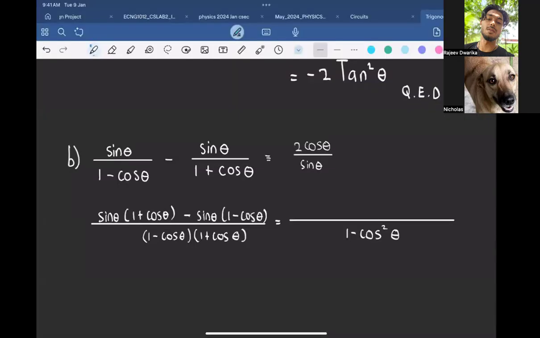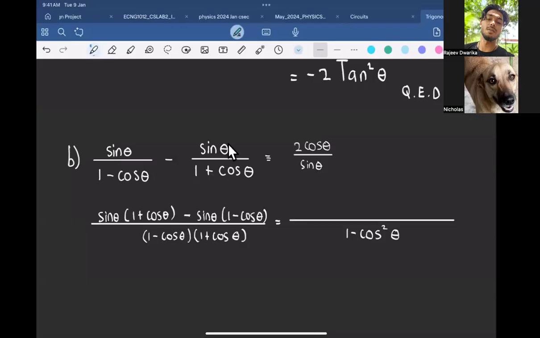What happened there? Yeah, I can see the screen now.